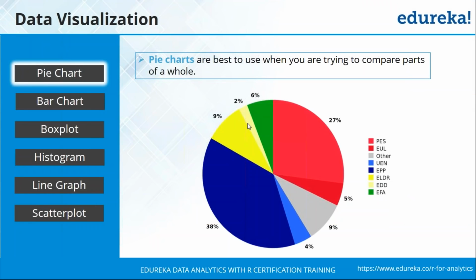Now, pie charts are best used to compare different parts of a whole. So again, let's say you have different branches. To identify which branch is getting you the most sales, it would make more sense to plot a pie chart with respect to all the branches. Okay, so creating a pie chart is quite easy. Let's go back to RStudio and I'll show you how to do that.